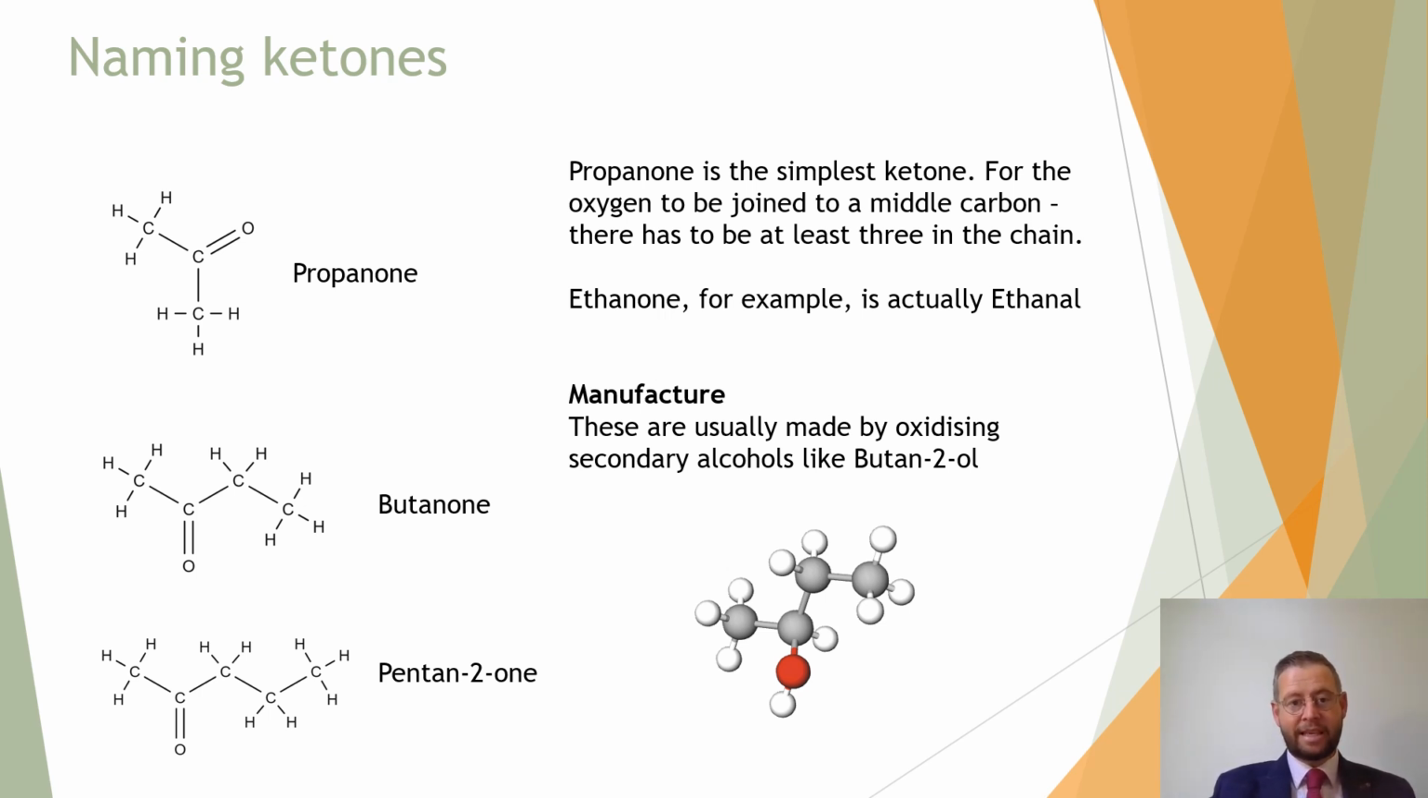Now, we can make these in a similar process of oxidation that we did to make aldehydes from alcohols. This time, though, we need the oxygen already to be placed on one of the middle chain carbons. So it would have to be a secondary alcohol, where the OH group is not attached to the end, but onto one of the middle carbons to do it.